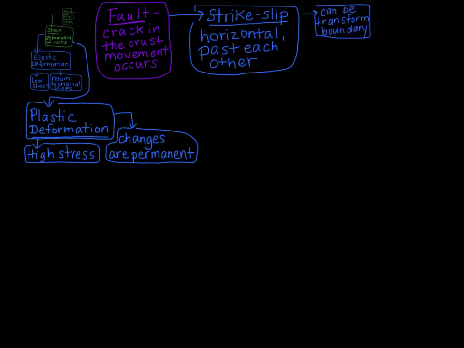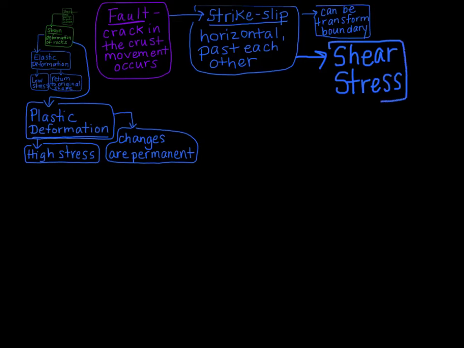To go along with the three different types of faults, these three different types of faults are caused by three different kinds of stress. And the strike-slip fault is caused by something called shear stress. Shear stress causes the rocks to move almost in a twisting motion.